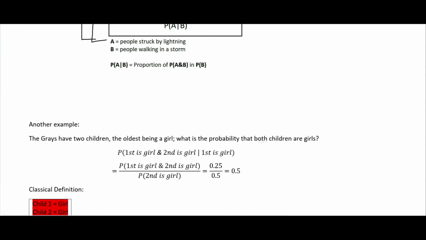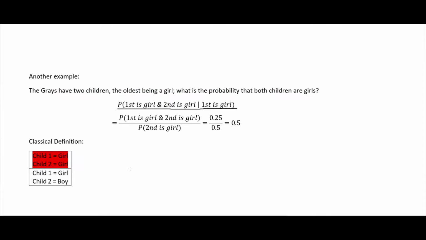What is the probability that both children are girls? So this is the probability of first is girl and second is girl, given that first is a girl. So we have the probability first is a girl and second is a girl, which is 0.25, because you can have girl girl, which is 1. You can have girl boy, which is 2. You can have boy girl, which is 3. You can have boy boy, which is 4. And then the probability of girl girl out of all those things is 1 in 4.